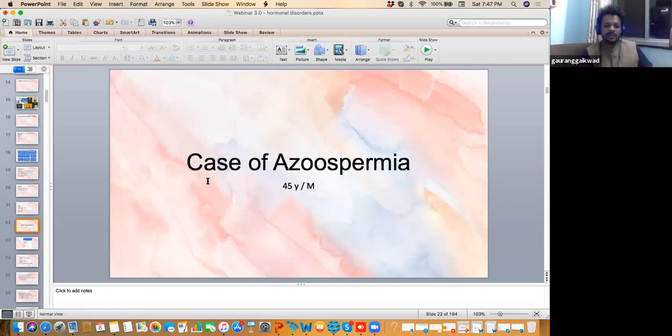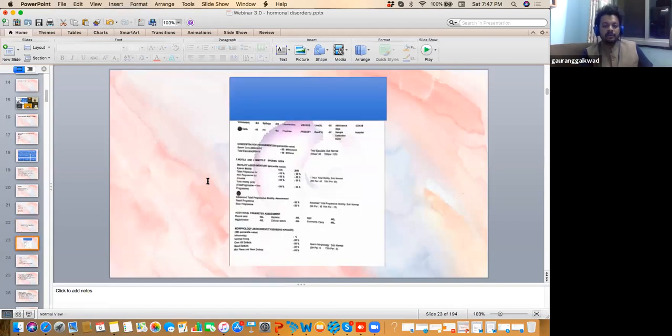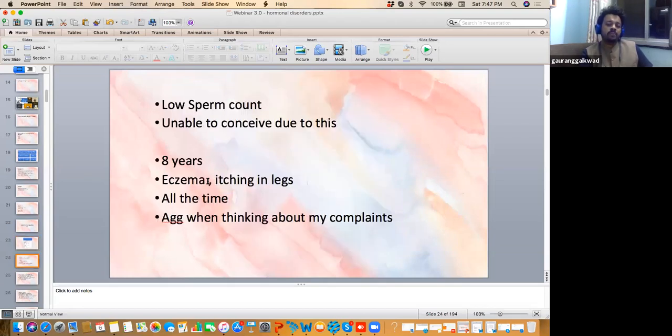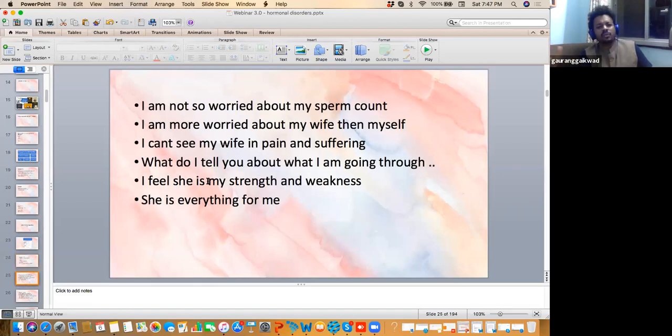So this is a case of azoospermia, a 45-year-old man. And you can see he had almost zero sperm count when I saw him. Now I'm going to tell you about the case. Low sperm count, unable to conceive due to it. Also had eczema, itching. His main problem, he would say, is, I'm not so worried about my sperm count. I'm more worried about my wife than myself.